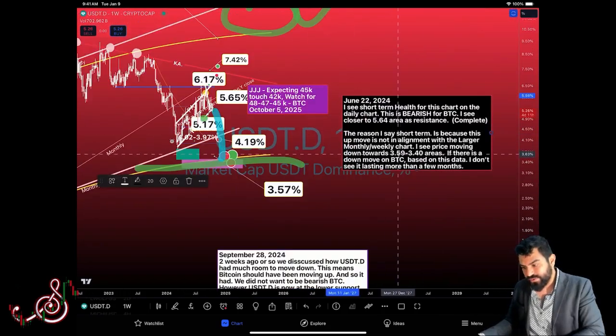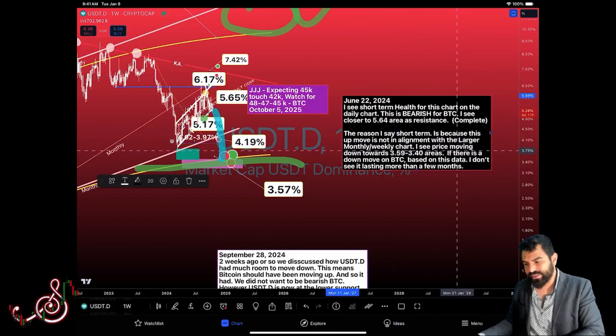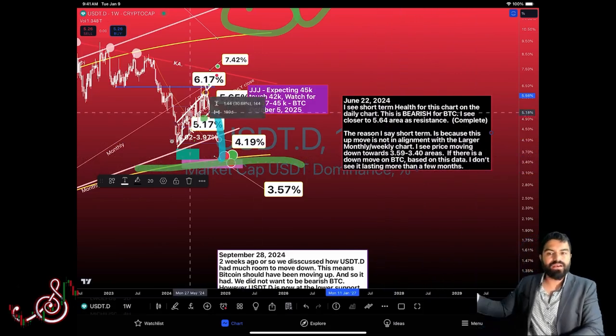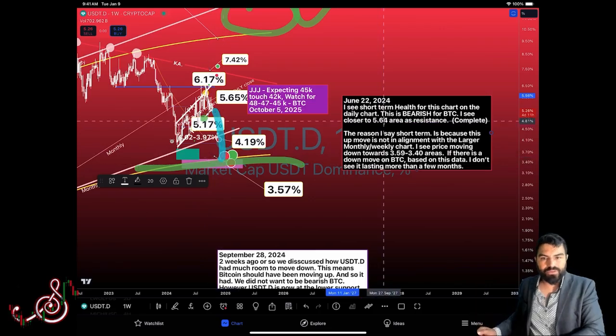3.59 to 3.4 area. The reason I say short term is because the up move is not in alignment with the larger move on the weekly chart. I see price moving down towards 3.9. If there's a down move on BTC based on this data, I don't see it lasting more than a few months. That was back in June. Any other questions? Praise God.